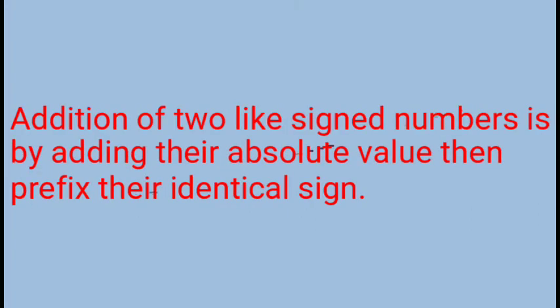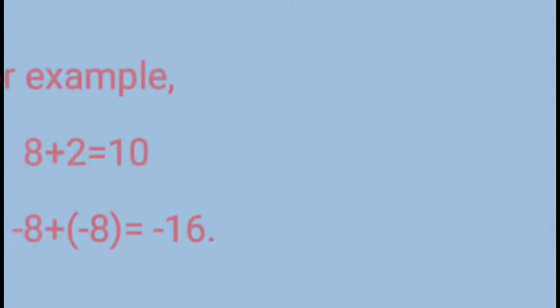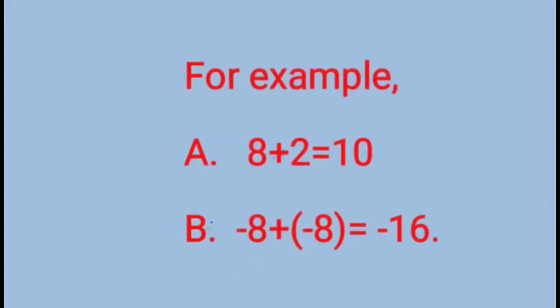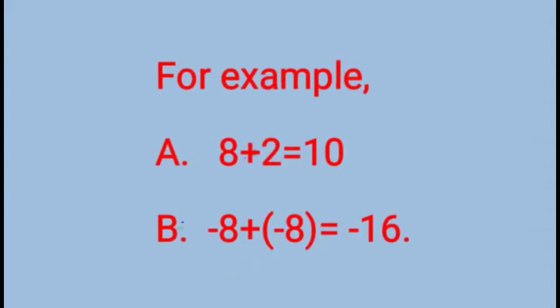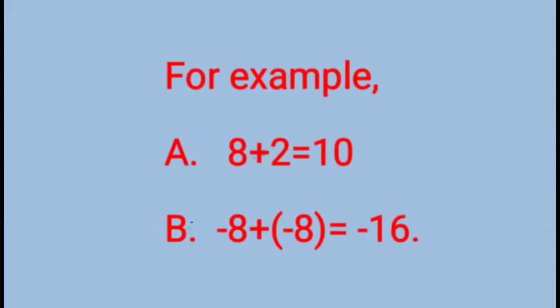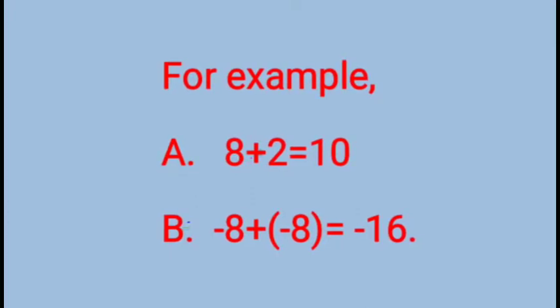Addition of two like signed numbers is by adding their absolute values, then prefixing their identical sign. For example, 8 and 2, which both have the positive sign. When added, 8 plus 2 will be equal to 10. Since 8 and 2 both have the same positive sign, the positive sign will be prefixed before 10.